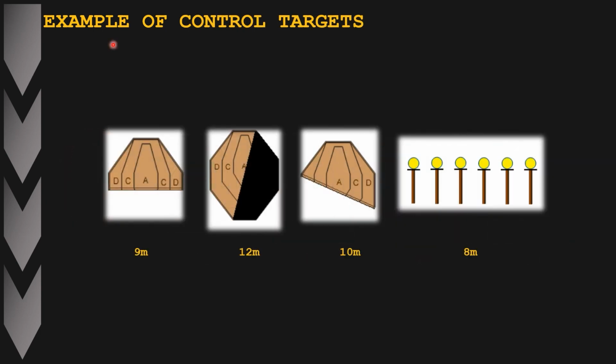On this slide, you see some examples of control targets whereby the distances are much further than 8 meters. And another parameter that is important, the A zones are not complete nor visible. They are blackened out, or we are facing steels that are further away than 8 meters.